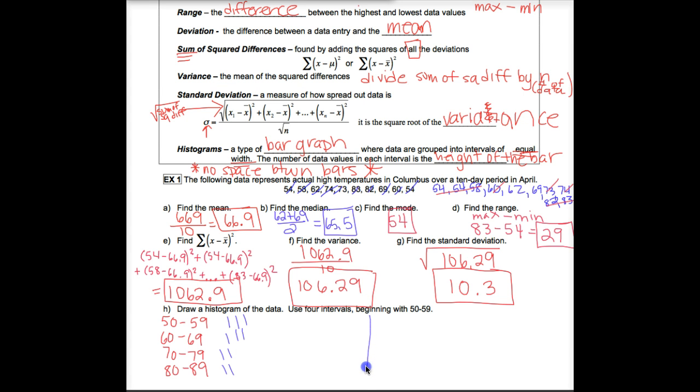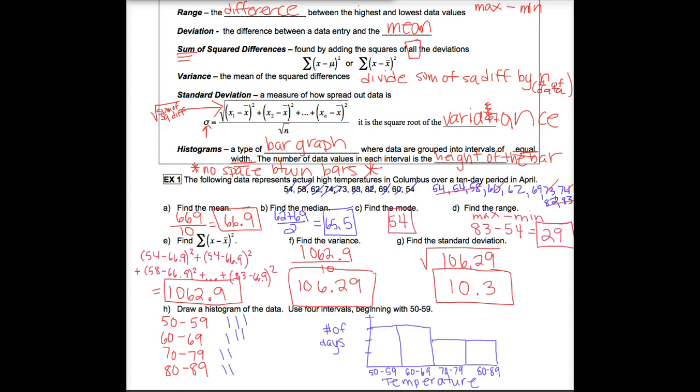When you make a histogram, make sure, first of all, that you label the axes. The left side is going to be the number of days with that temperature. Over here on my horizontal axis is temperature, and I say 50 to 59, 60 to 69, 70 to 79, and 80 to 89. So 1, 2, 3, 4. I don't need to go higher than that because my highest data point is 3. So here's my first one. My second one has the same height of 3. Then the next ones both have a height of 2.